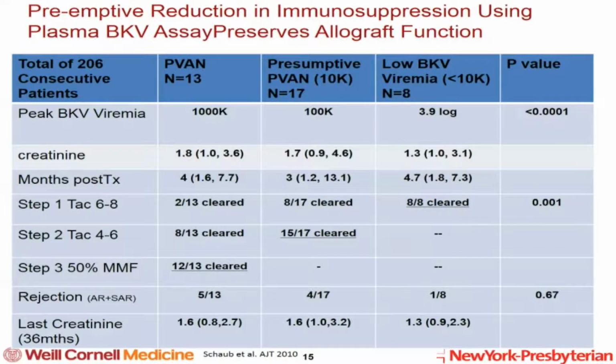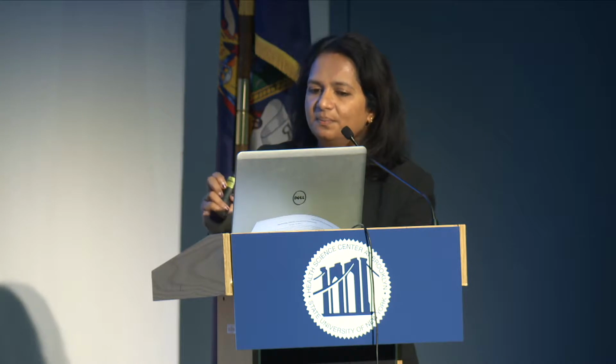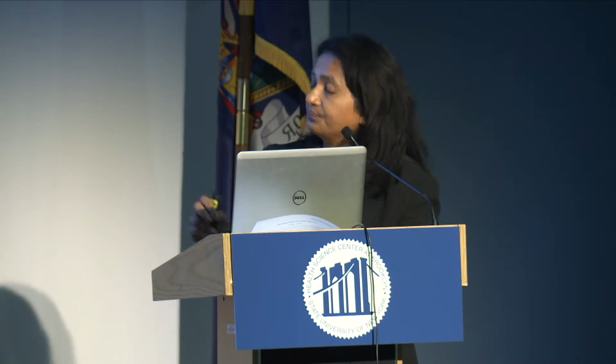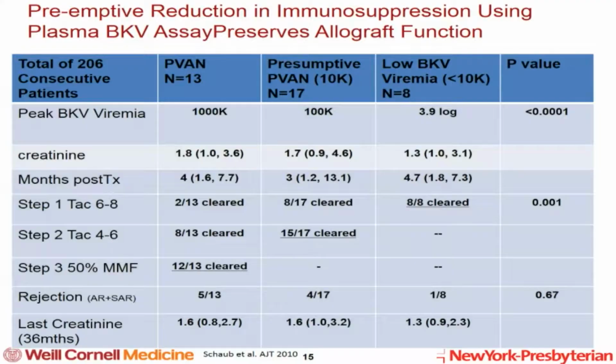In those patients, they identified patients who had low levels of BK viremia, a very small number, 8. That was less than 10,000 copies in the blood. They coined the term presumptive BK virus nephropathy, or PVAN, which is 10,000 or higher copies of BKV in the blood without histological diagnosis or graft dysfunction associated with BKVN. And then there was BKVN, where there was graft dysfunction, histological evidence of BKVN, and high copies of BK viremia.